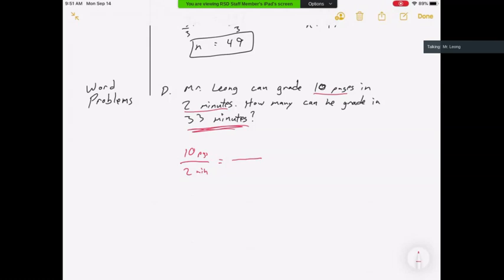Well, here's how you know where it goes. Match the units. Minutes and minutes. I know that minutes is on the bottom here, so that means minutes is going to be on the bottom here. You see that? I'm matching units, minutes with minutes. And so what I'm missing is pages up here. I don't know how many pages I can do, so I'm going to put an X right there. Whatever you don't know, you replace it with a variable.